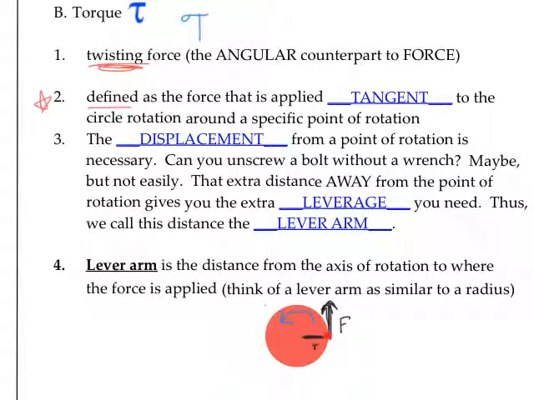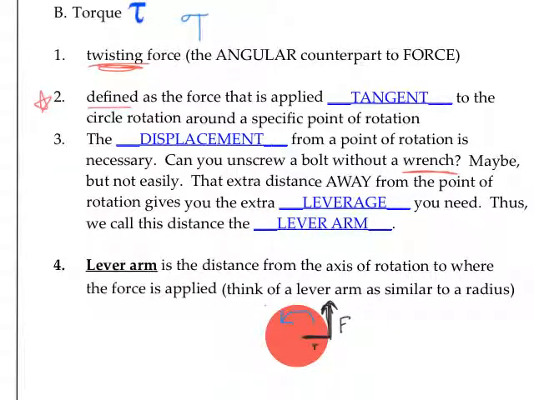Now I know I use the term radius, but if we talk about that in terms of the displacement from a point of rotation, that's going to be something that's important because I could have applied a force in the middle instead of on the edge. What we're going to do is look at an example of unscrewing a bolt without a wrench. That's really, really difficult to do. But the purpose of having that wrench, like when we talked about our simple machines, that acts as a lever, remember? So that extra distance away from the point of rotation is going to give us extra leverage because it was a lever. And thus, we're going to call that distance, wherever we apply our force from the center out to where it's applied, the lever arm.